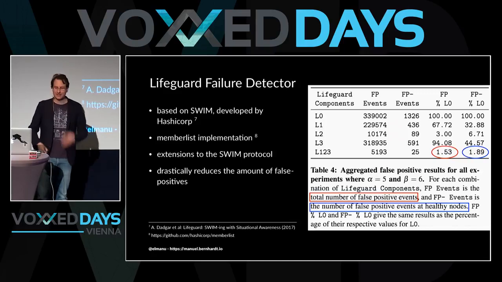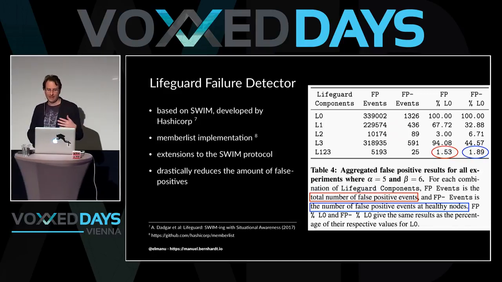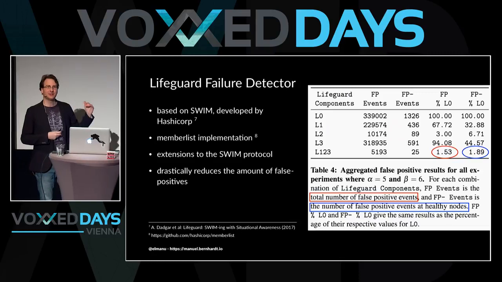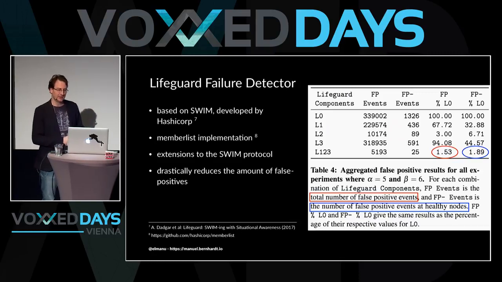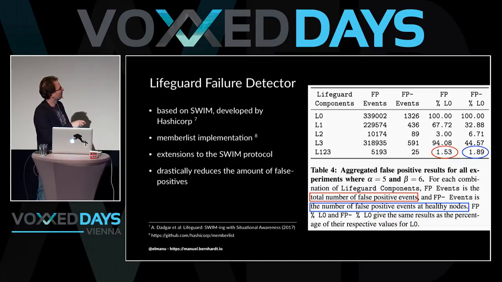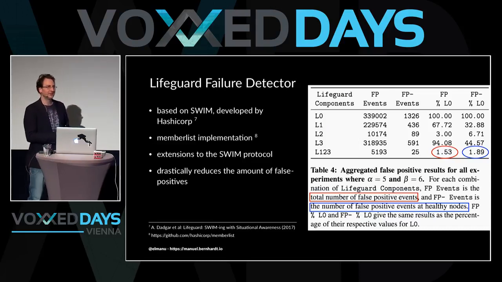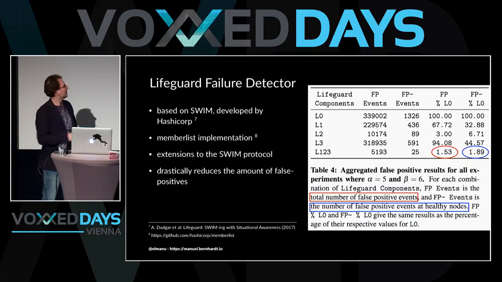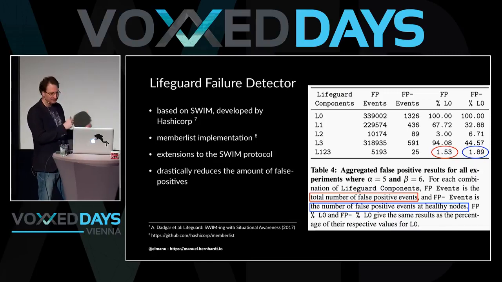So what they did, they implemented a thing called Lifeguard. And they added a few extensions to the SWIM protocol, and they managed to, when you activate all of them, get to less than 2% in terms of amount of false positives as compared to SWIM. So this is really quite something they've done here. The implementation of their membership layer is open source. It's called MemberList. It's written in Go. You can go fetch it on GitHub.